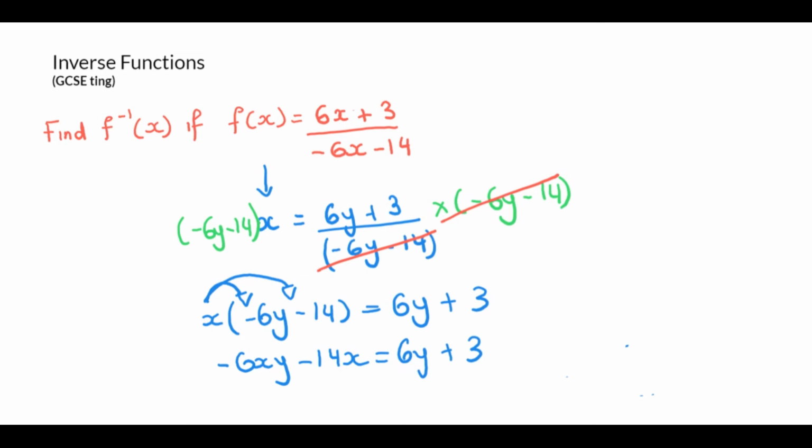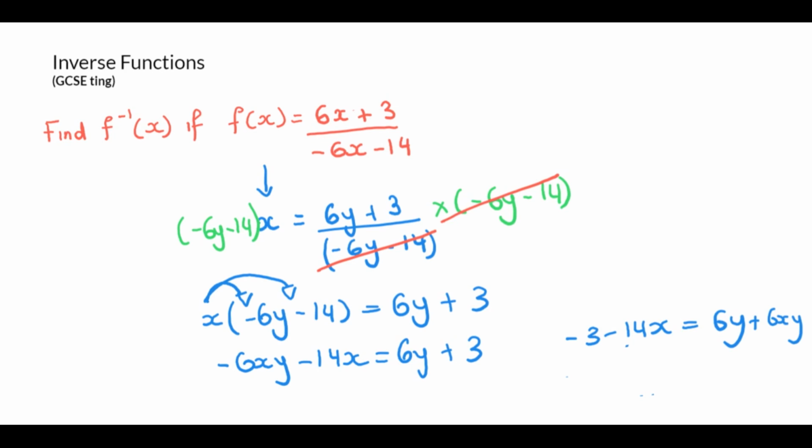Now, remember, what we need to do is get the y's on one side. So what I'm going to do is take this minus 6xy to the right-hand side, and it's going to become positive 6xy. And then this positive 3, I'm going to take to the left-hand side, and it's going to become minus 3. So basically what this is going to look like is minus 3 minus 14x, and that's going to be equal to 6y. And then remember, I'm going to take this to the right-hand side, so that's going to give me positive 6xy.